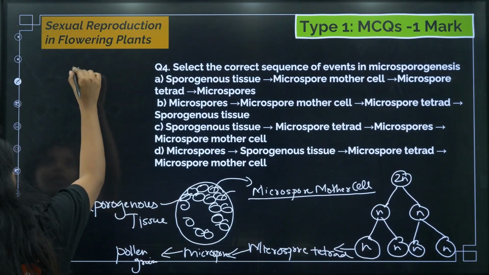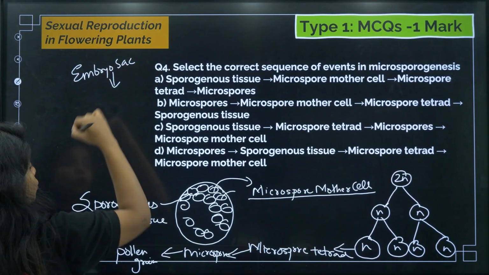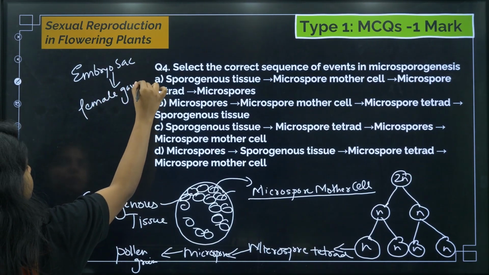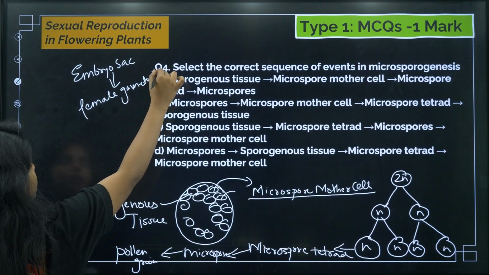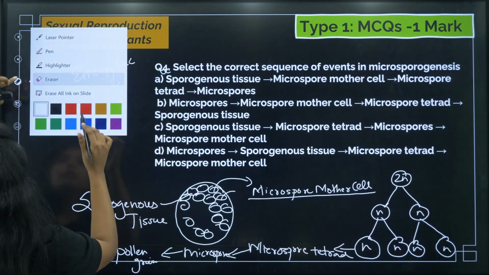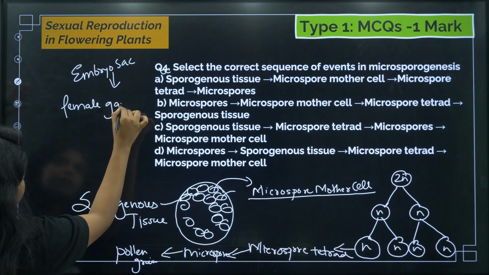So I'll write embryo sac. Since it is giving rise to the female gamete, I can call this embryo sac a female gametophyte. What do I call it? I call this female gametophyte.